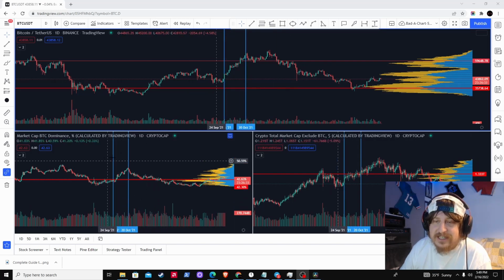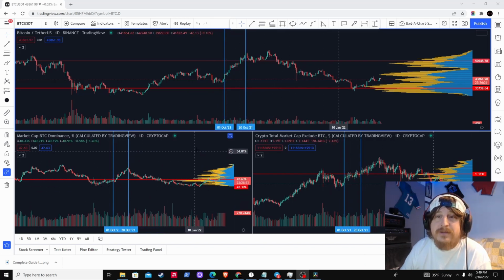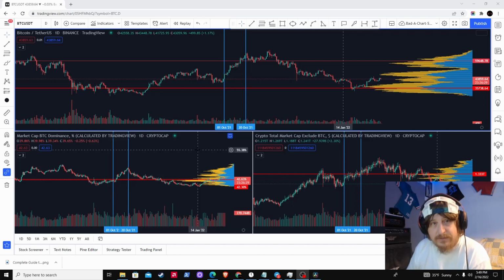But because you can see that the Bitcoin dominance was trending up, it just means that when money was flowing into the market during this period of time, it was flowing more into Bitcoin than it was into the altcoins. But still a good scenario because money was coming into the market still.